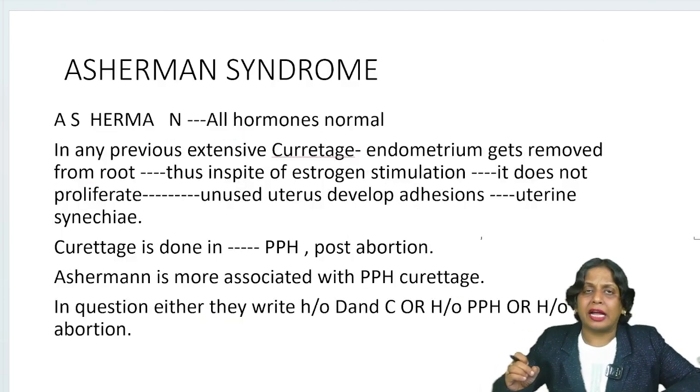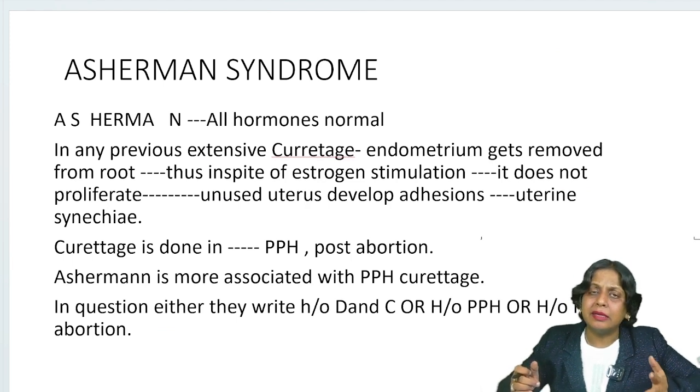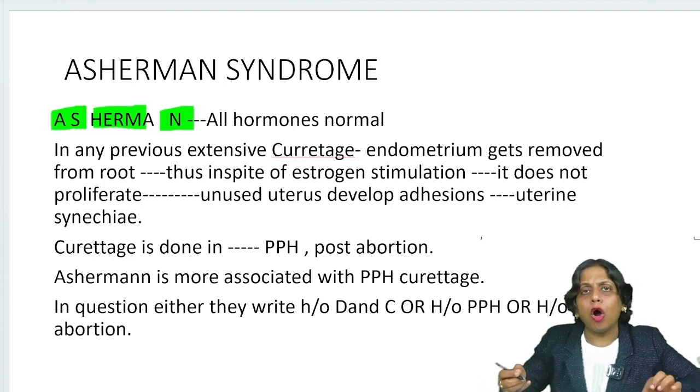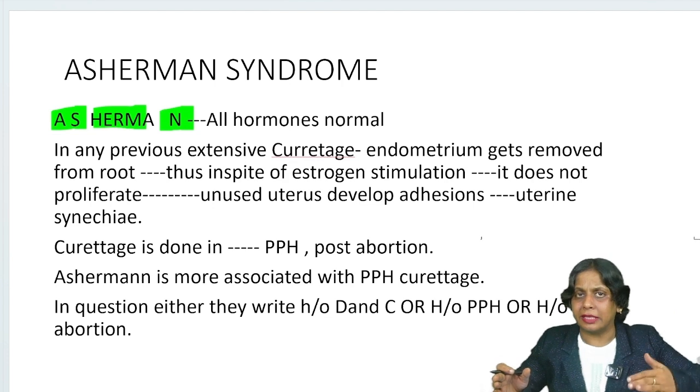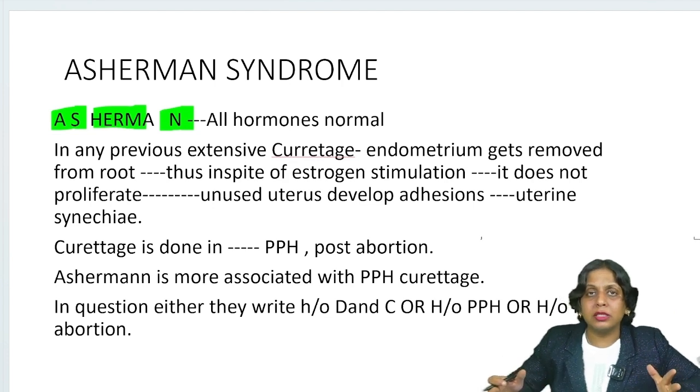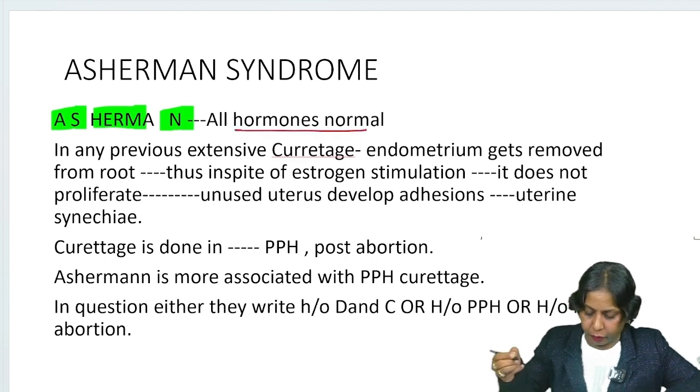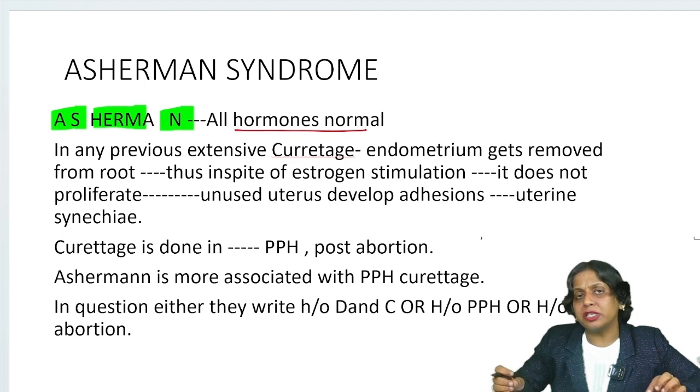So let's study Asherman in a bit more detail. In Asherman, the name itself is telling you all hormones are normal. So in case you forget the concept of uterine pathologies, all the hormones are normal; Asherman itself is telling you that all the hormones are normal. Now, why does Asherman happen?